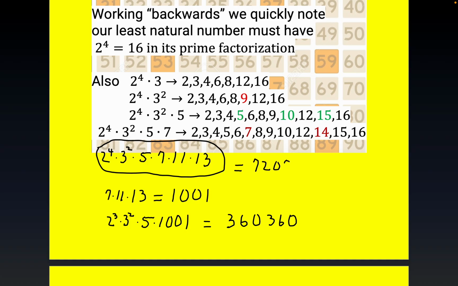In an age where so many people rely on calculators to do the computations, we were able to do this without a calculator. So there's our answer. 720,720 is the least integer that is divisible by the first 16 natural numbers.